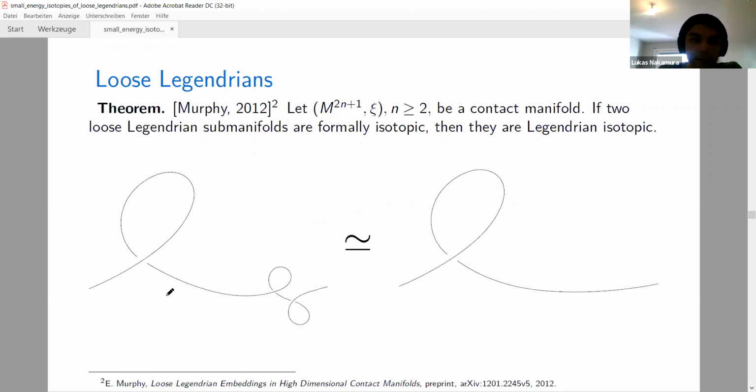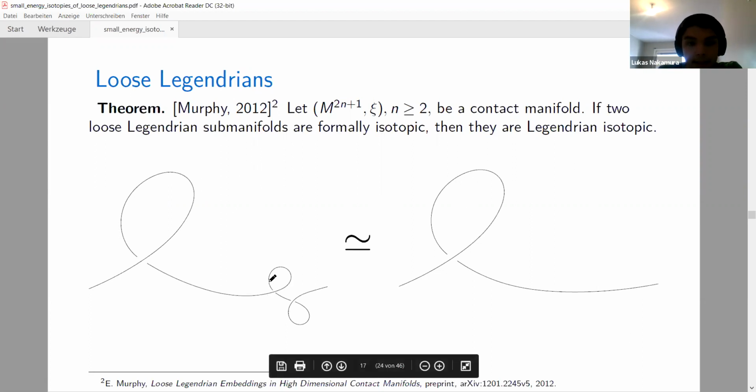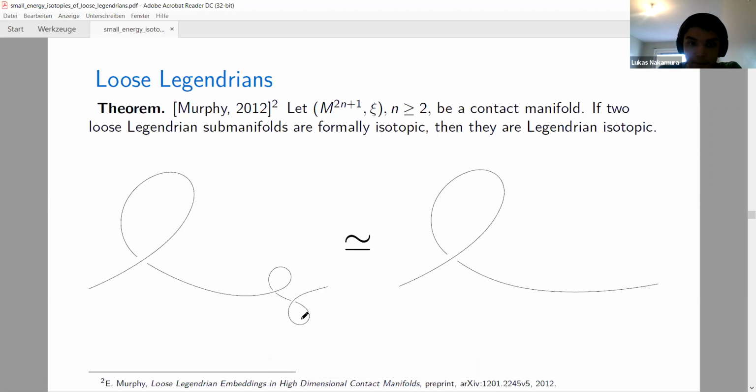These large loops here should be the loose charts. Now assume you have these two Legendrians with the two loose charts, and one of those Legendrians has these two loops here, which go in opposite directions. So those are opposite loops. Then what Murphy's h-principle says is that you can cancel this. So these two pictures are isotopic to each other.